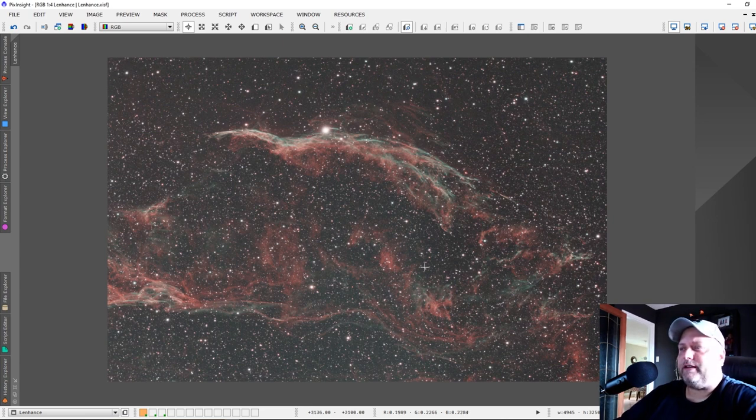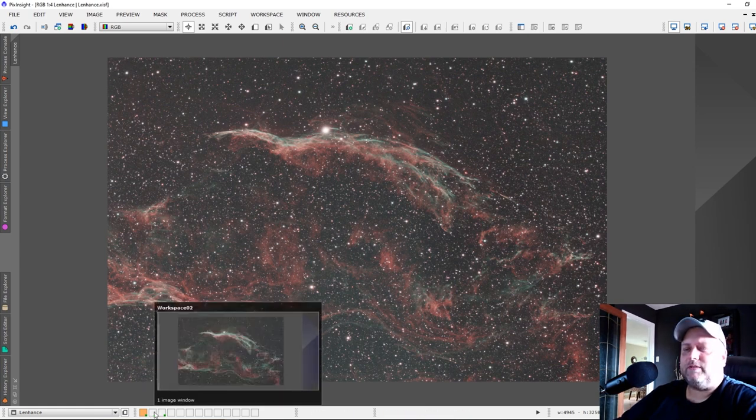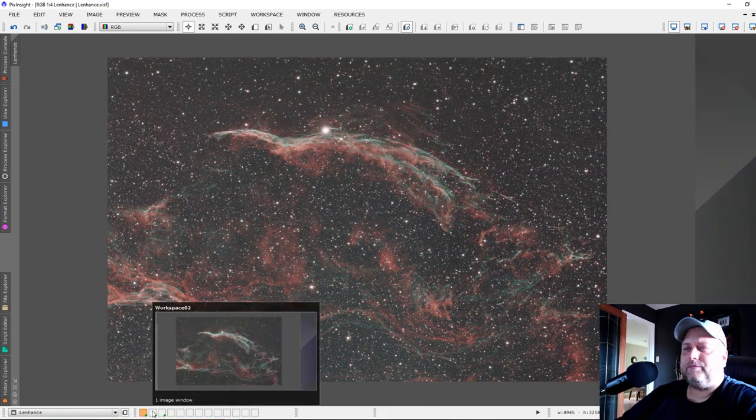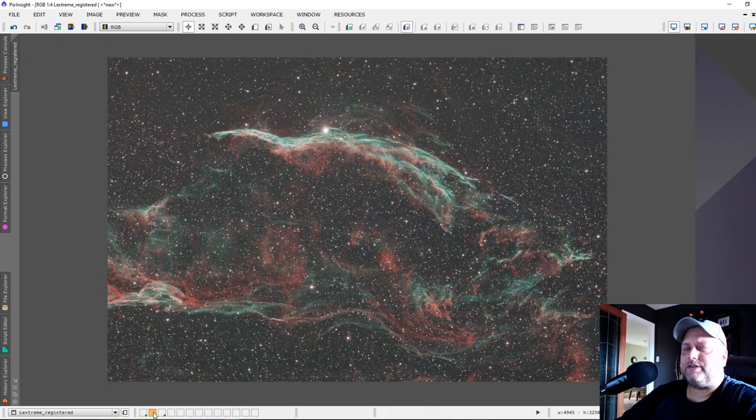So this is the L-eNhance image, 2 hours total on the witch's broom. And this is the L-eXtreme image, again, 2 hours total on the witch's broom. Now, we can certainly see quite a difference between these two. So this is the L-eNhance, and this is the L-eXtreme.